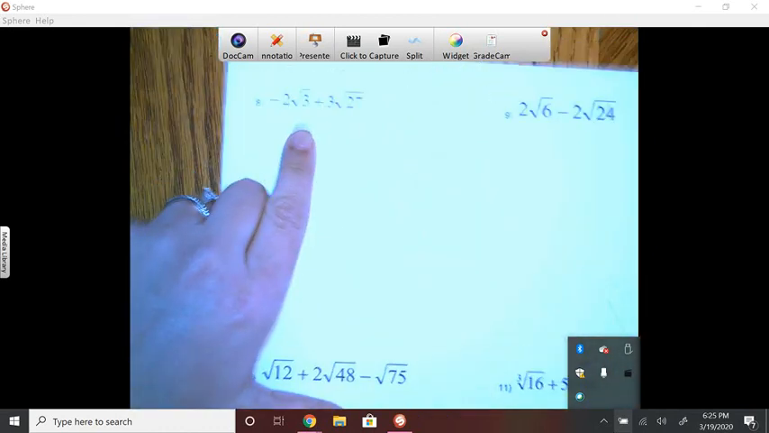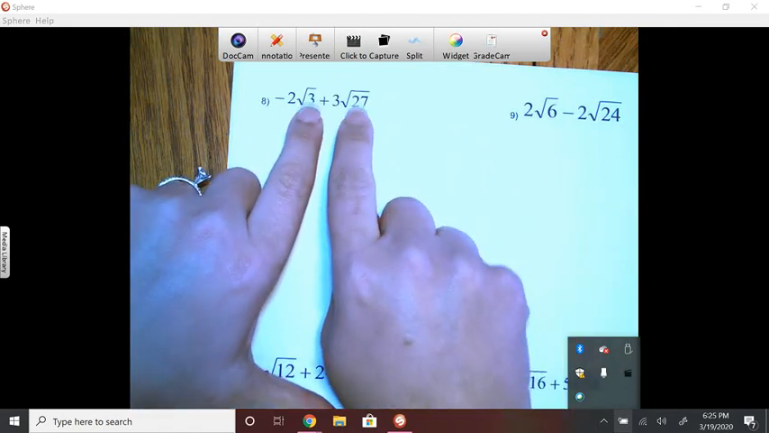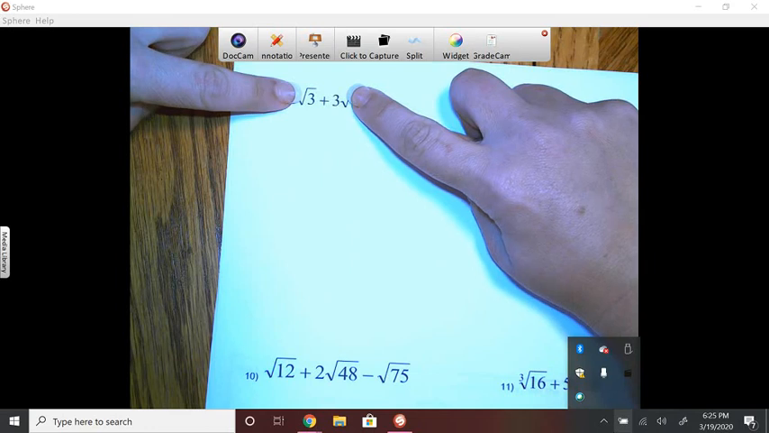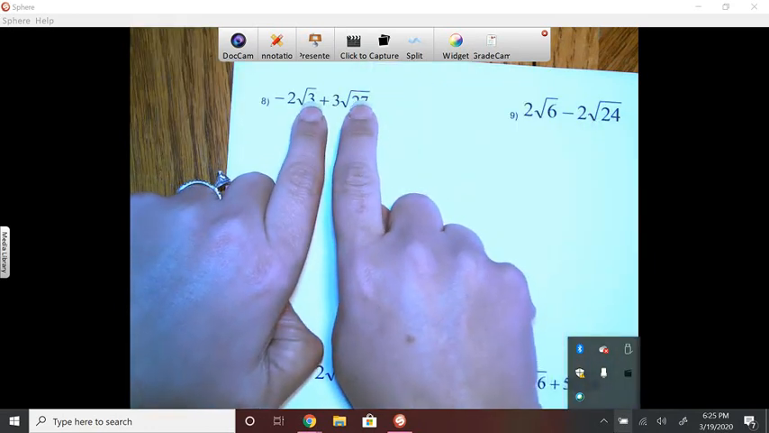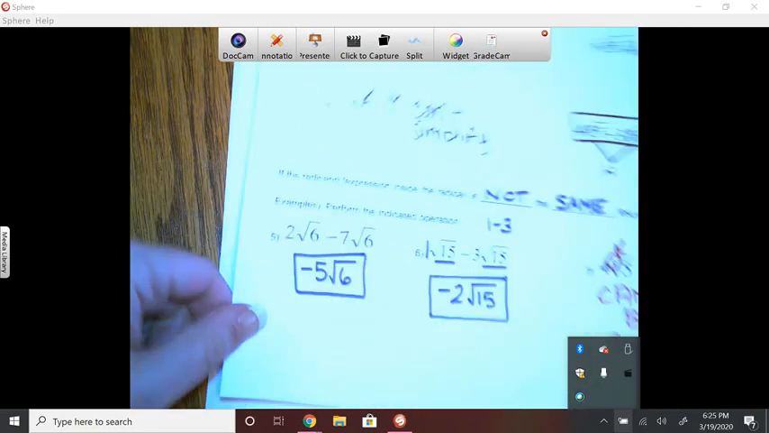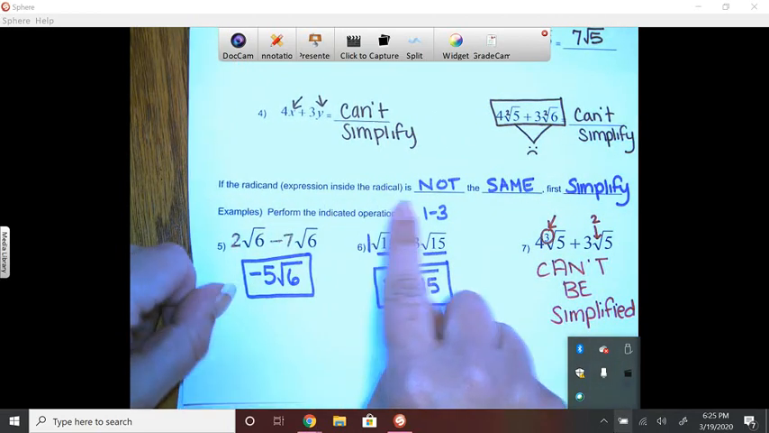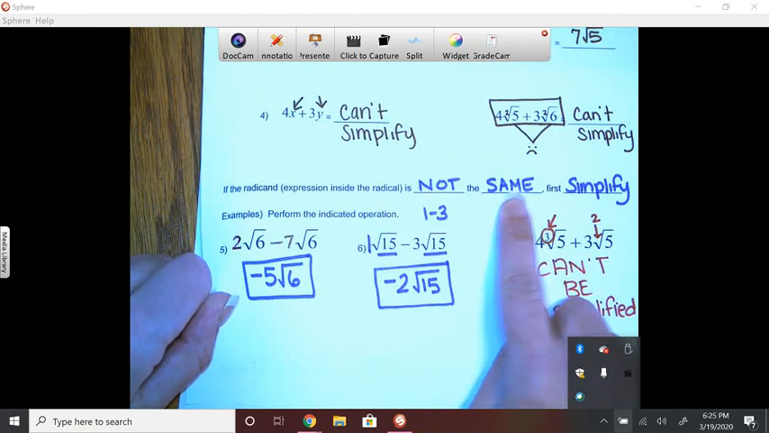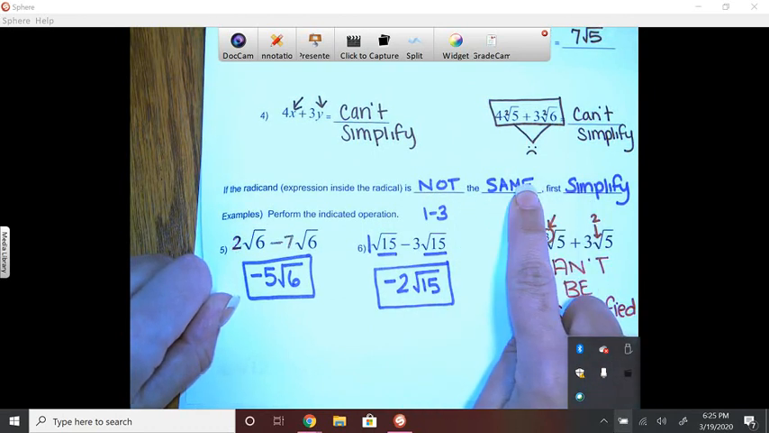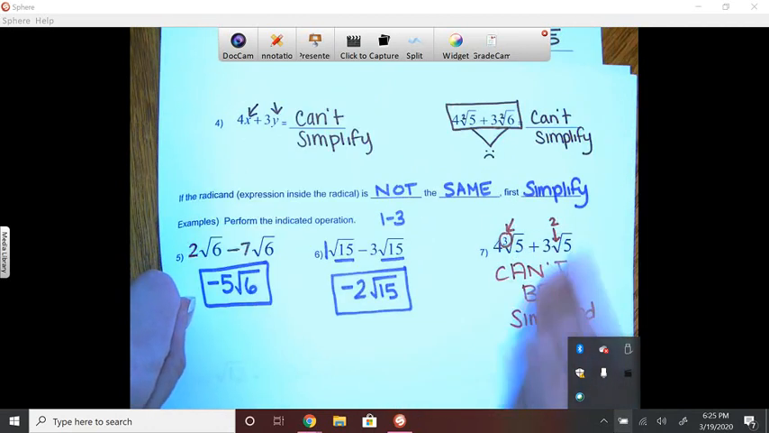Now if we take a look at number 8, we can't simplify these because they don't match. We have to have the same index, which they do, and the same radicand value inside. So we can't simplify this as it is. If whatever's inside the radical is not completely simplified, we need to simplify first to see if we can make these the same. On the previous problem, we couldn't do it because they have different indexes. There's no way to make them the same.